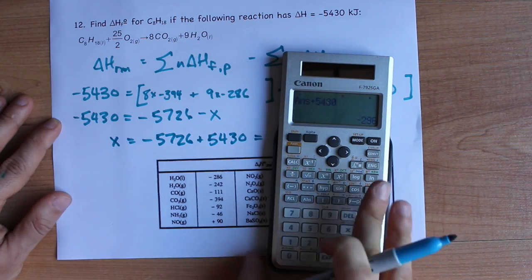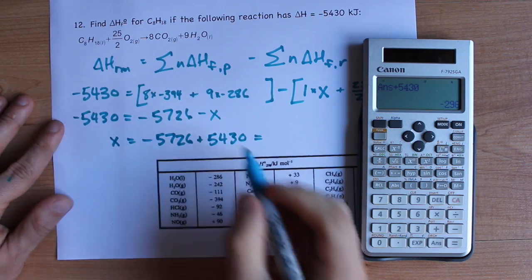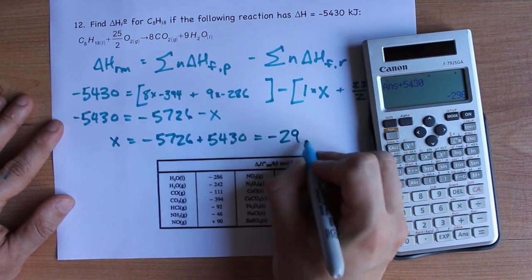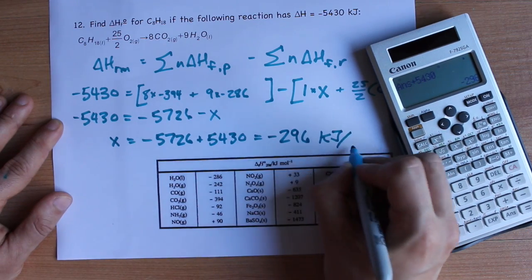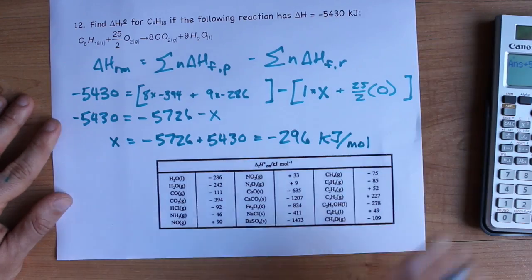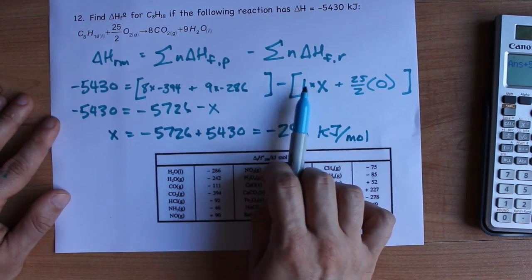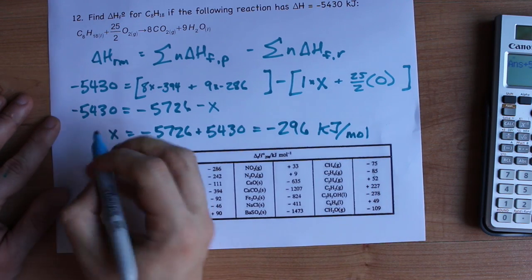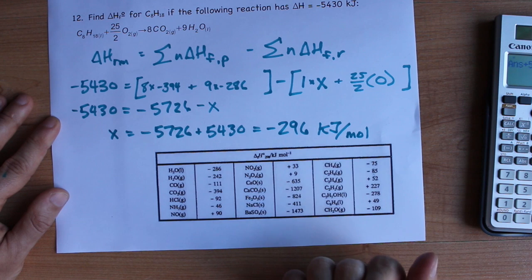So I'm estimating the delta HF of octane, or my X, to be negative 296 kilojoules, because it's a delta HF. It is per mole. The per mole here actually comes from the fact that there was already a times 1, so you can consider this to have been 1x, and then divide it by 1, but you get the same answer.